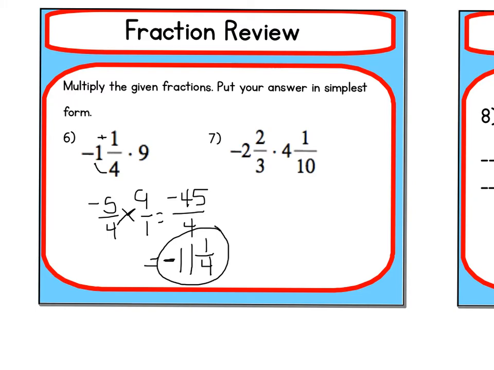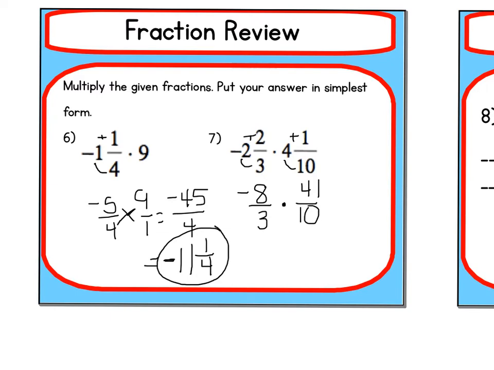For number 7, the first thing we have to do is change to improper. 3 times 2 is 6, plus 2 is 8, so we have 8 over 3. We have to remember to apply our negative sign. Times 4 times 10 is 40, plus 1 is 41, so we have 41 over 10.